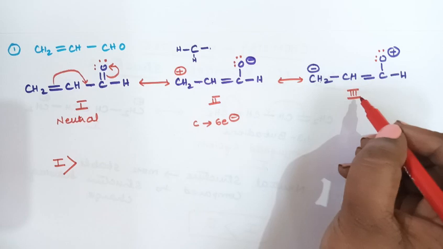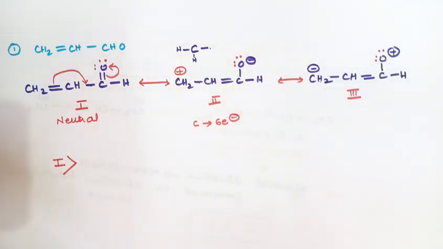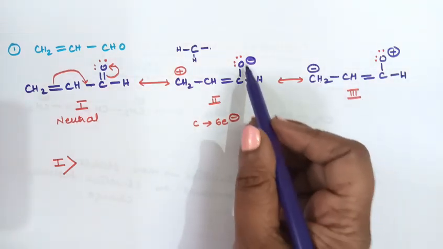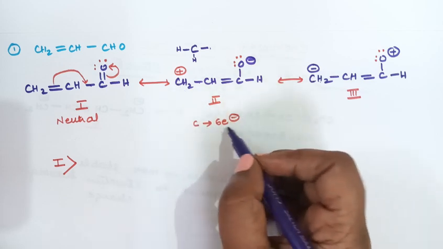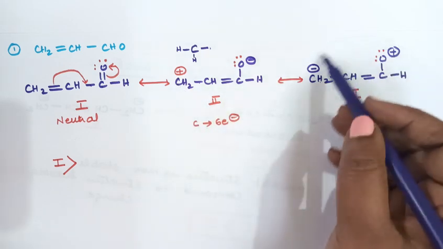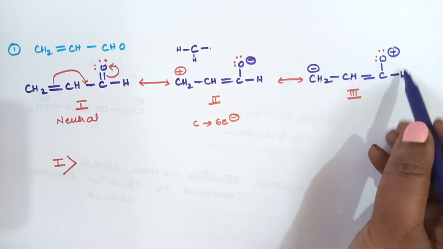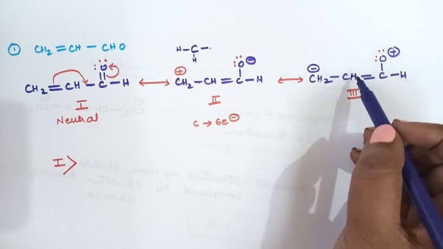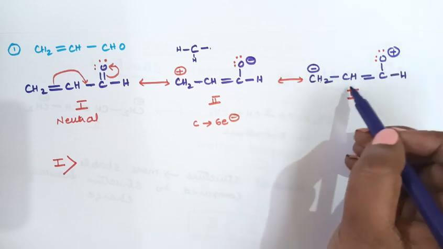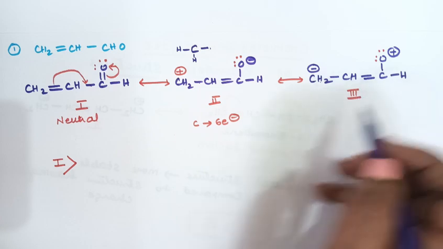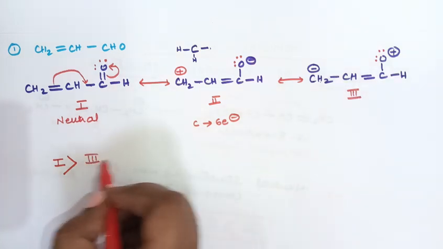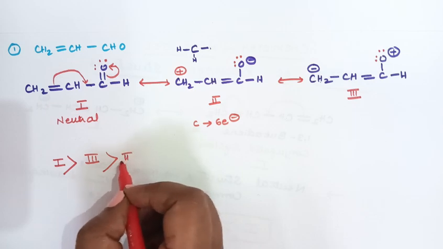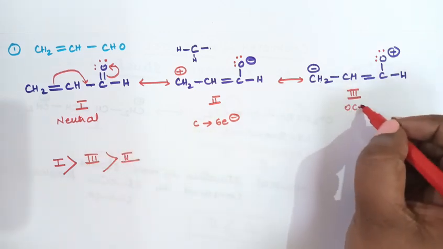So between 2 and 3 we will find which is more stable. Octet, if you see here, carbon doesn't follow the octet rule because only 6 electrons are present, whereas here all the atoms will have 8 electrons. So according to the octet rule, this satisfies the octet rule. Therefore 3 is more stable when compared to 2. Why?